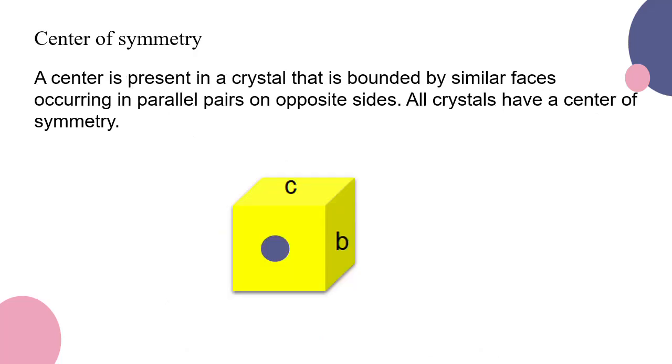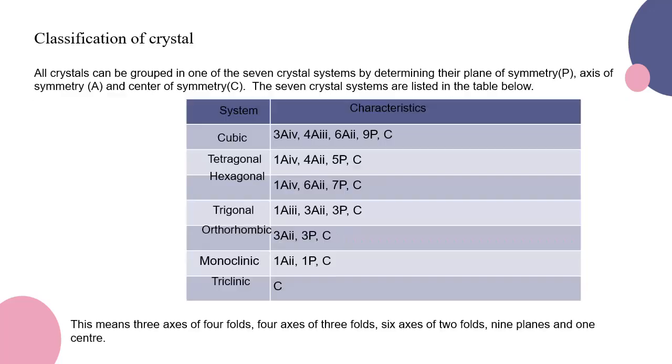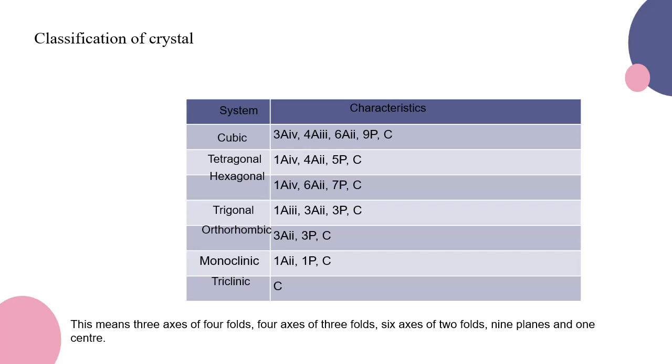A center is present in a crystal that is bounded by similar faces occurring in parallel pairs on opposite sides. All crystals have a center of symmetry. All crystals can be grouped in one of the 7 crystal systems by determining their planes of symmetry, axes of symmetry, and center of symmetry: 3 axes of 4 fold, 4 axes of 3 fold, 9 planes and 1 center. The 7 crystal systems are listed in the table.